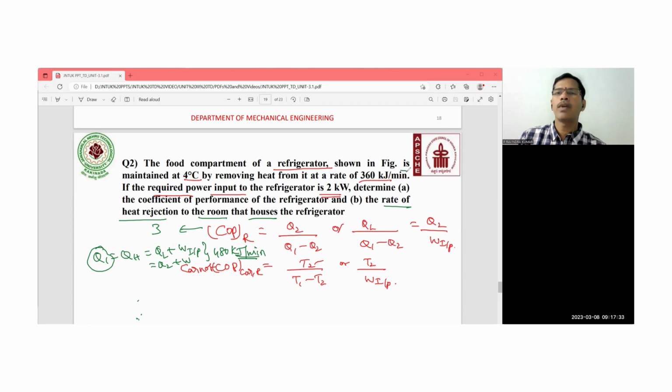This is given. So related to that one, try to use the basic fundamentals and get the answer. So this is the refrigerator part.